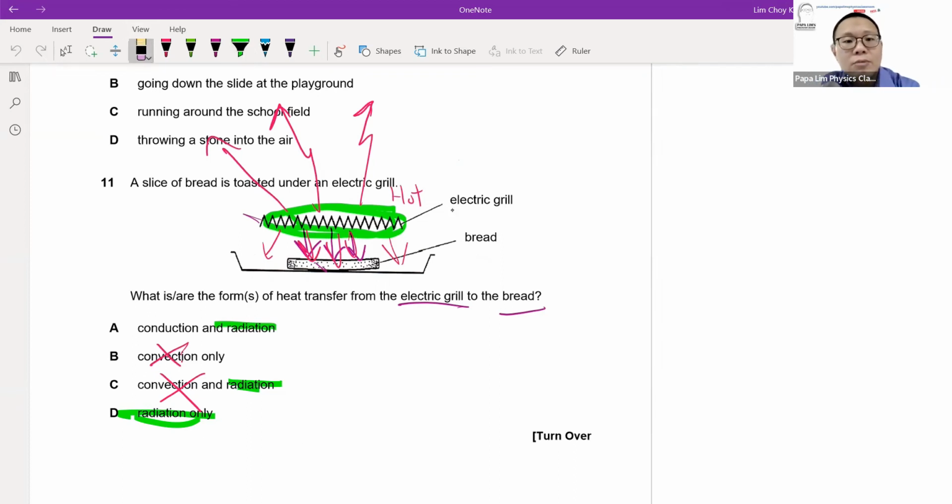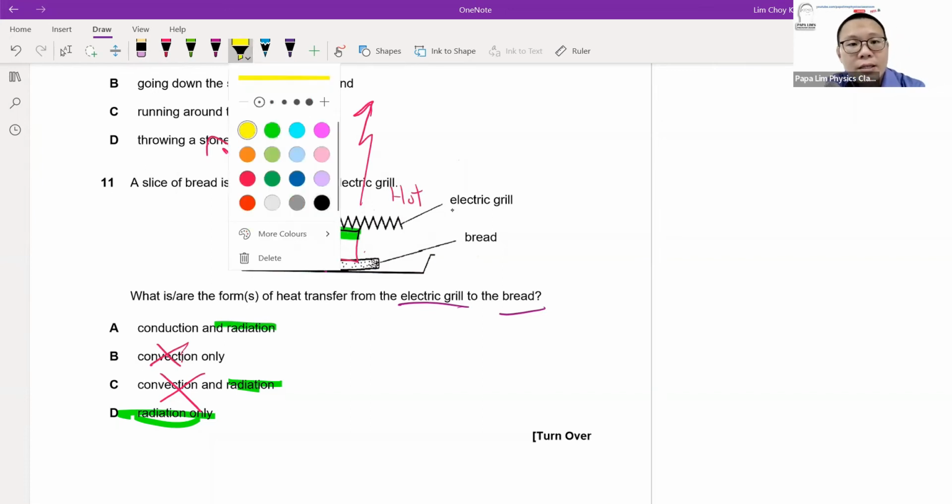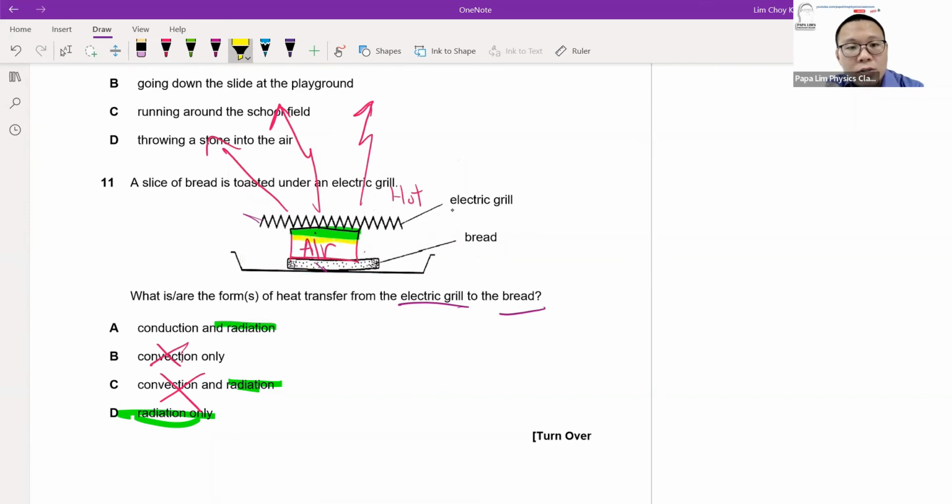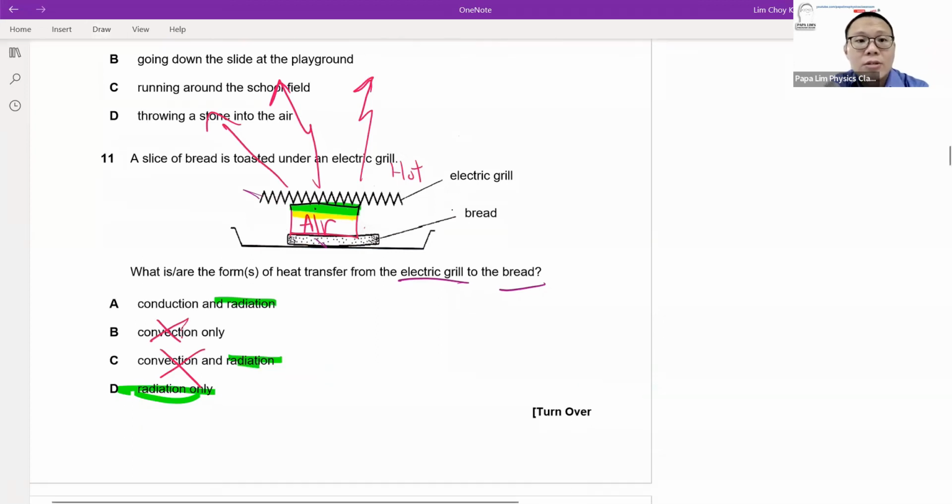If you look at the system, you'll find that the grill is above the bread. There is a layer of air here. So the top layer of the air will be heated up. Air is a medium, and when air is heated up, the air molecules vibrate very fast and collide with each other. When they collide, thermal energy gets transferred from the molecule to the neighboring molecule. As a result, the heat is being transferred.